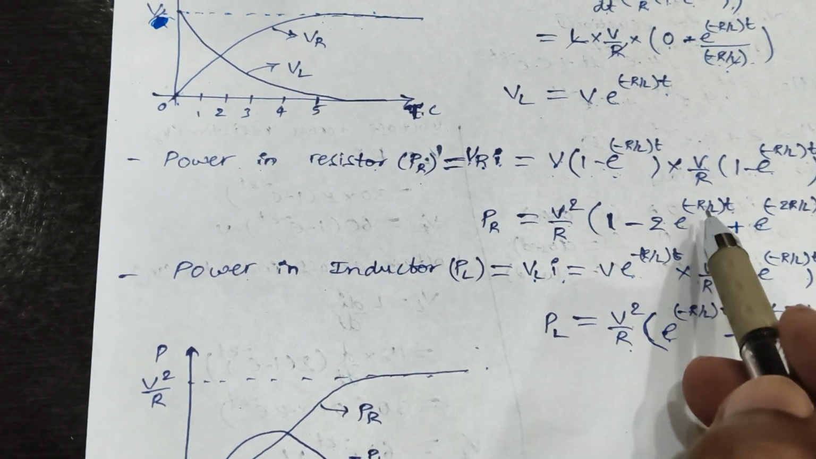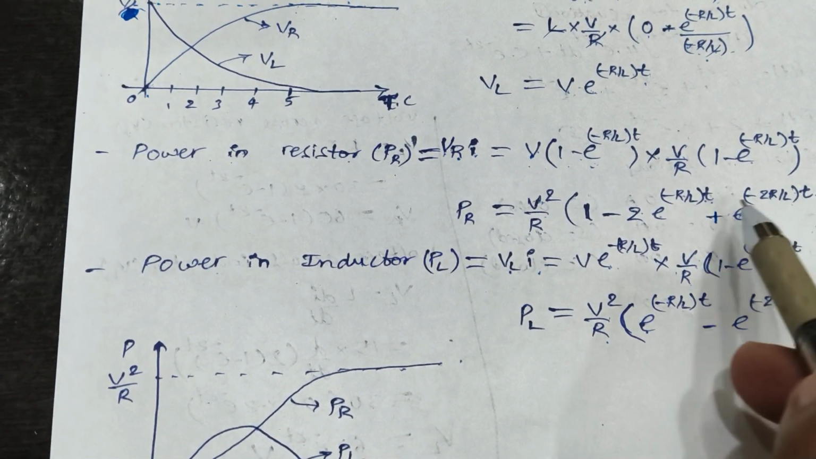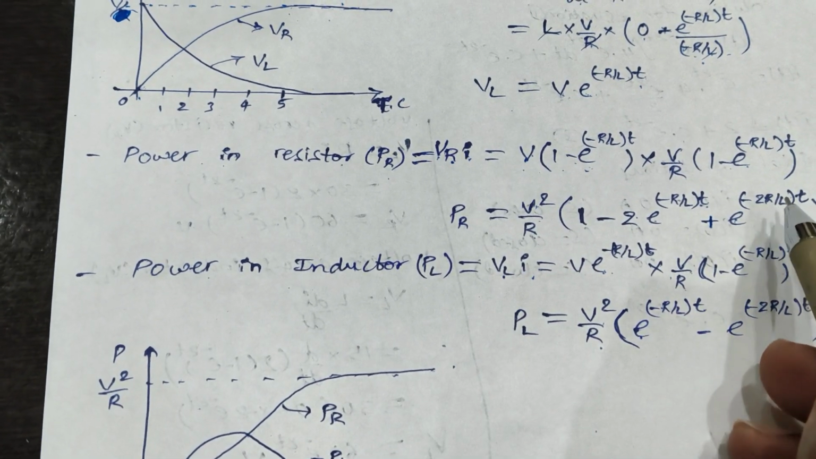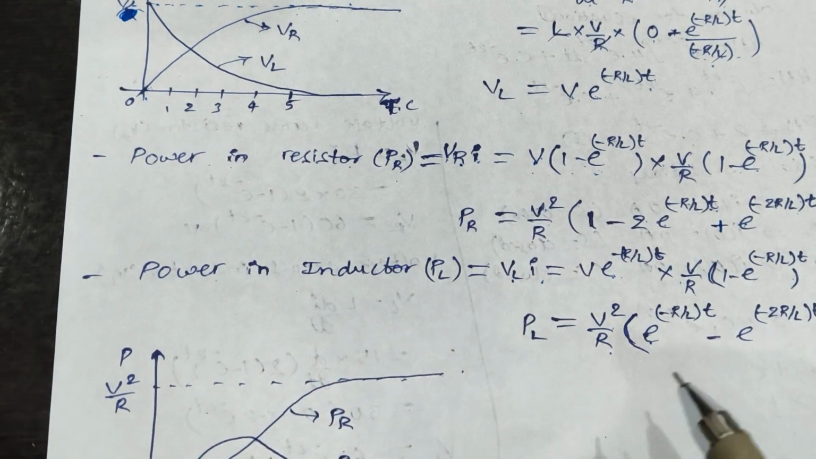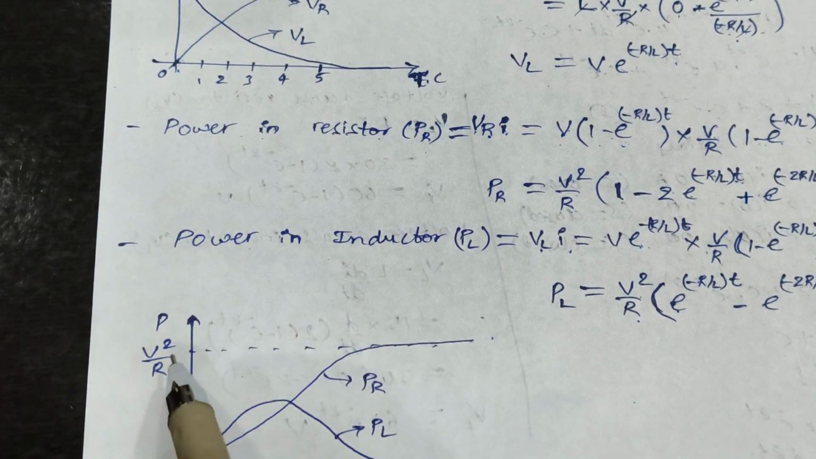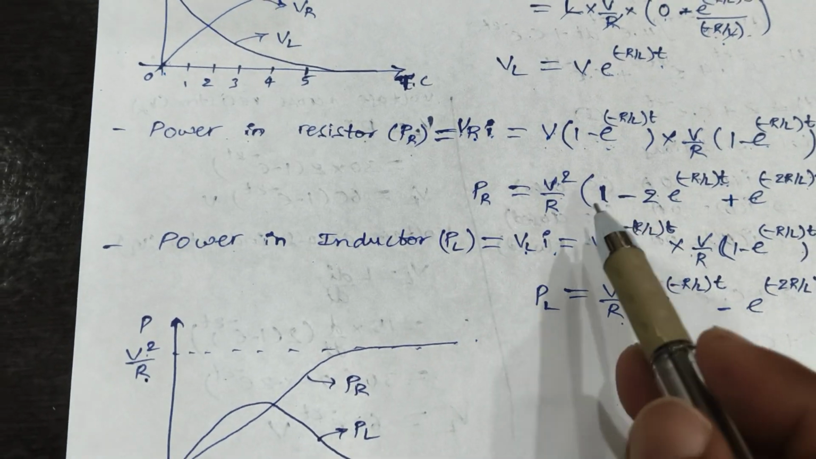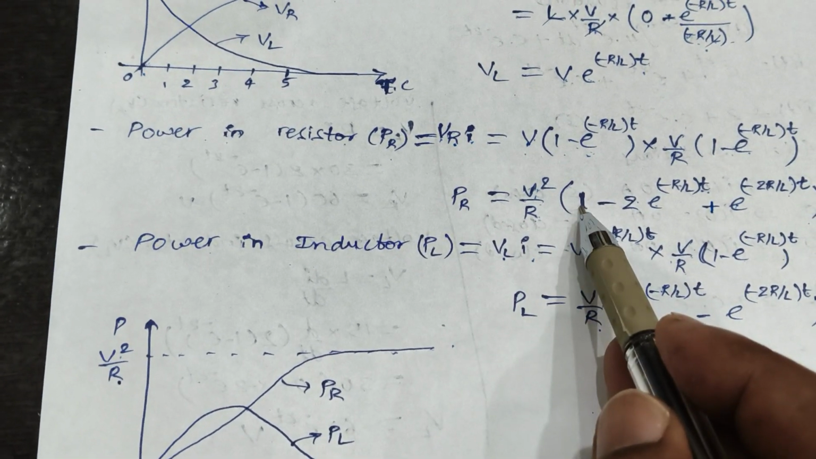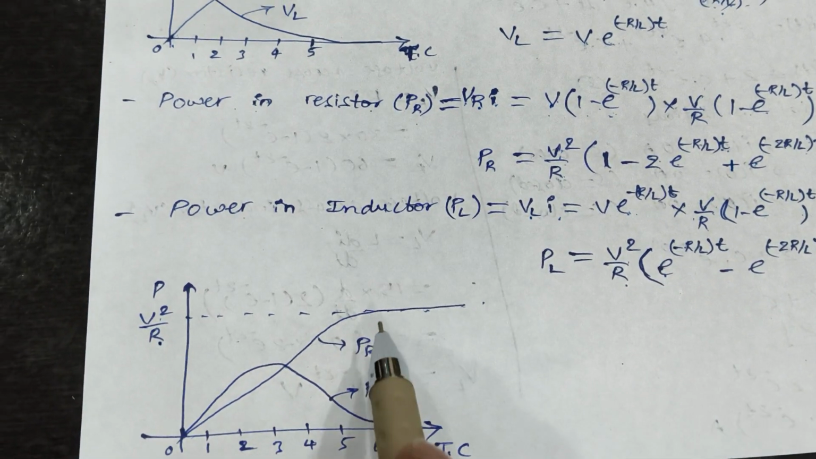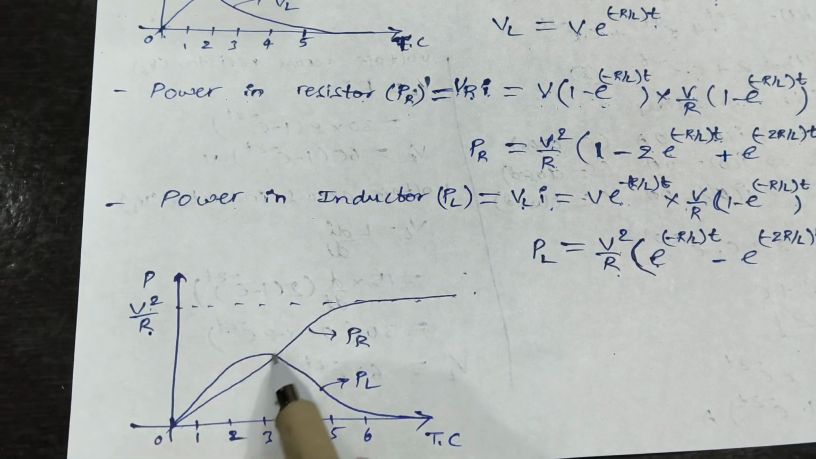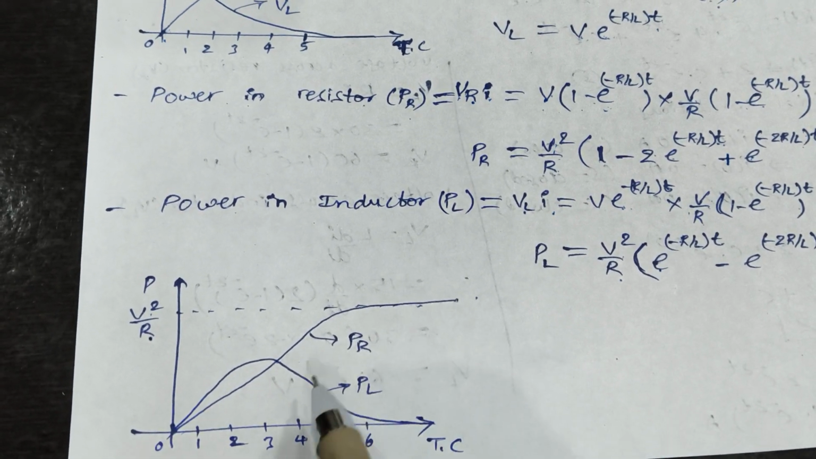So what is the constant term here? V square by R, because when time tends to 0, that is t is equal to 0, I will get V square by R as the initial value, which is independent of the time. So that's why the power curve follows similar to the voltage and current curve.